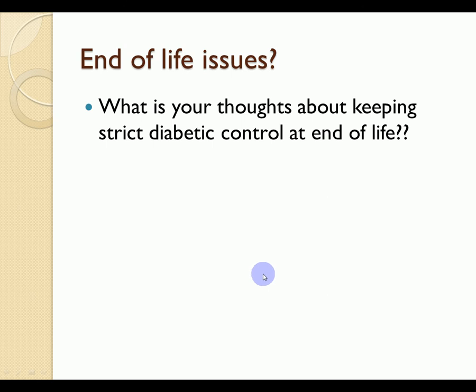One of the last things I want to talk to you about is end-of-life issues. What are your thoughts about keeping strict diabetic control at the end of life? In other words, you've got a diabetic who has said they're not going to make it, and they're asking for a supersized Milky Way. Is it going to hurt to give them a supersized Milky Way at this point? Probably not. One of the things that research has found is that management of diabetes at the end of life should consider their needs and their wants at the end of time.